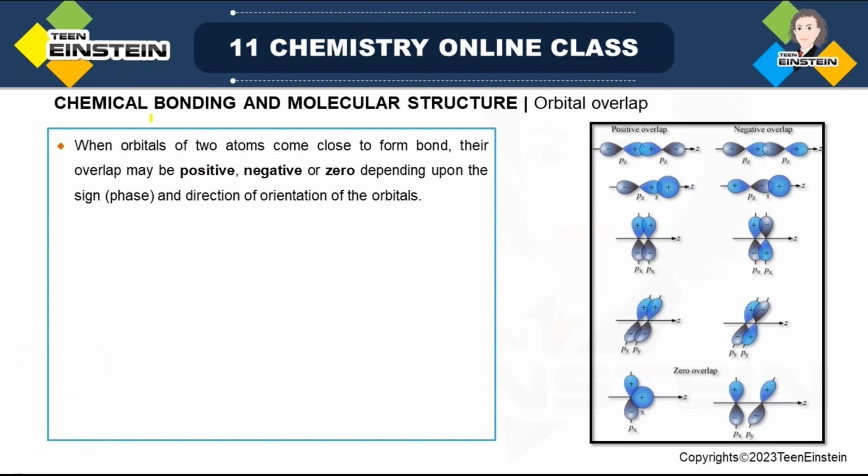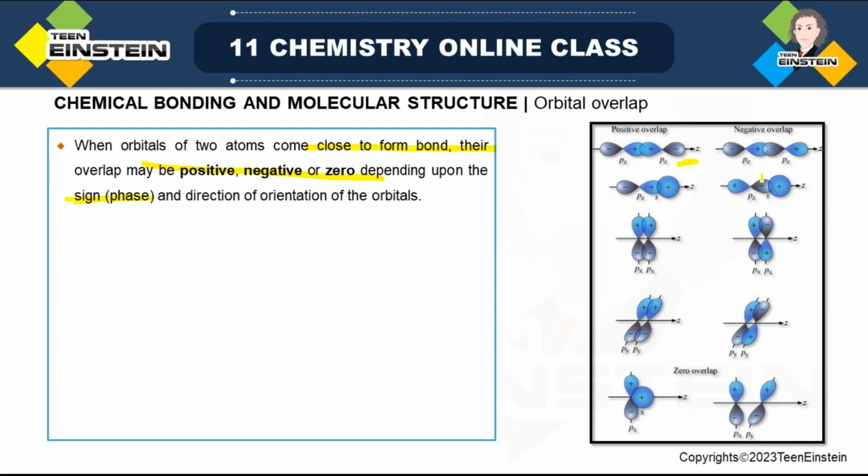So when orbitals of two atoms come close to form bonds, their overlap may be of 3 types. Though mostly it is positive and negative, zero is a special case, but these are the 3 possibilities, and that depends on the phase sign when they are overlapping. In this picture you can see some positive signs and some negative signs. Don't think these are positive or negative charges. Don't make that mistake. It is basically the phase sign. Now it depends on which sign they are interacting with and also the direction of orientation.